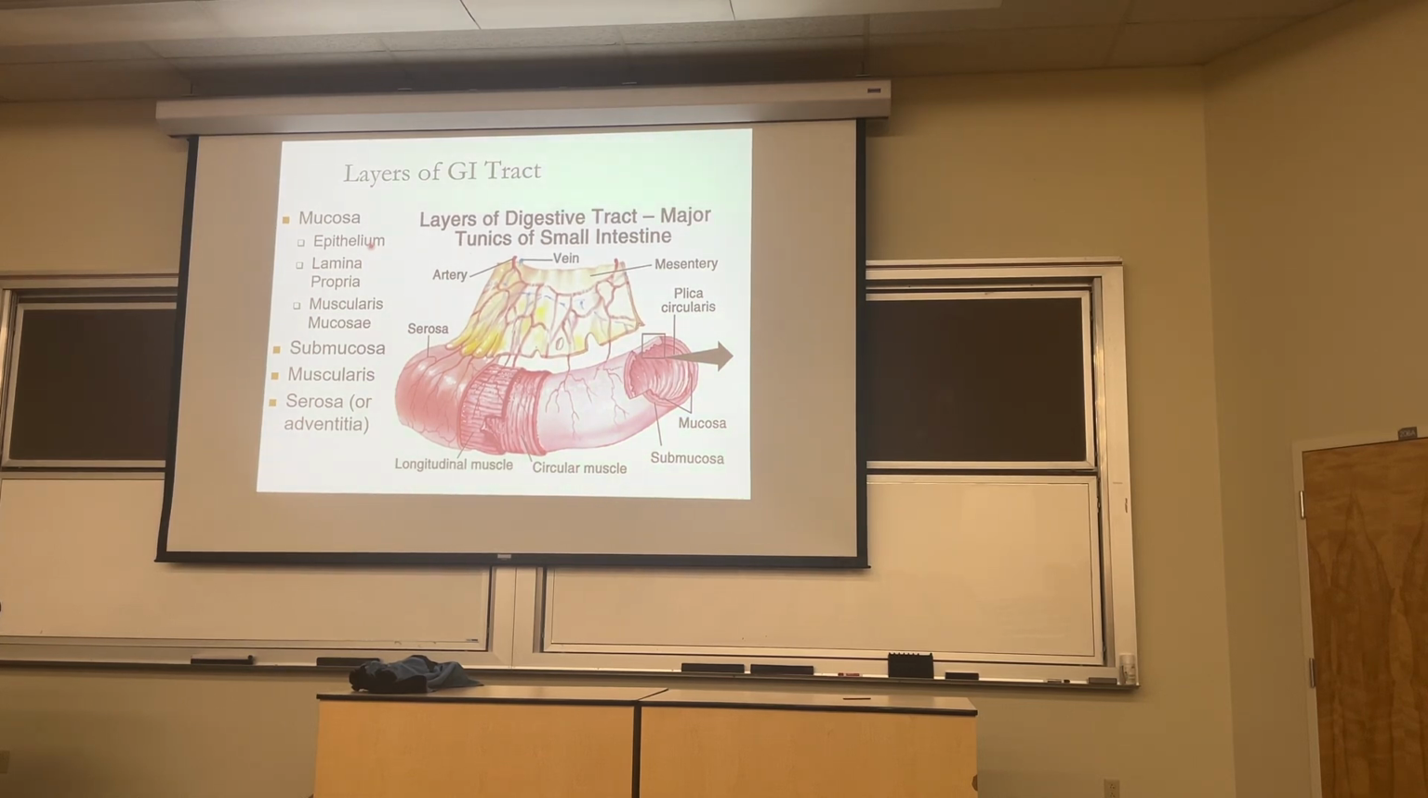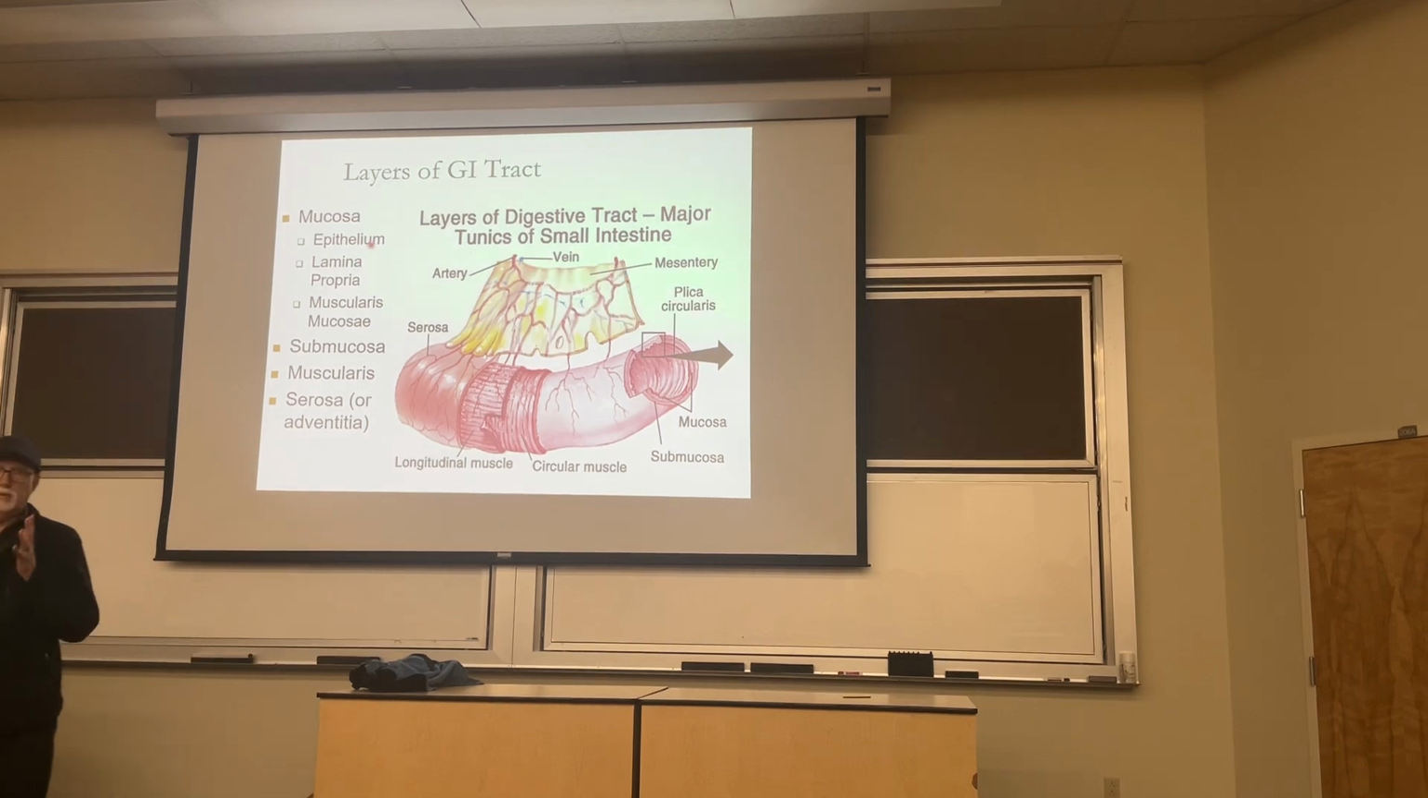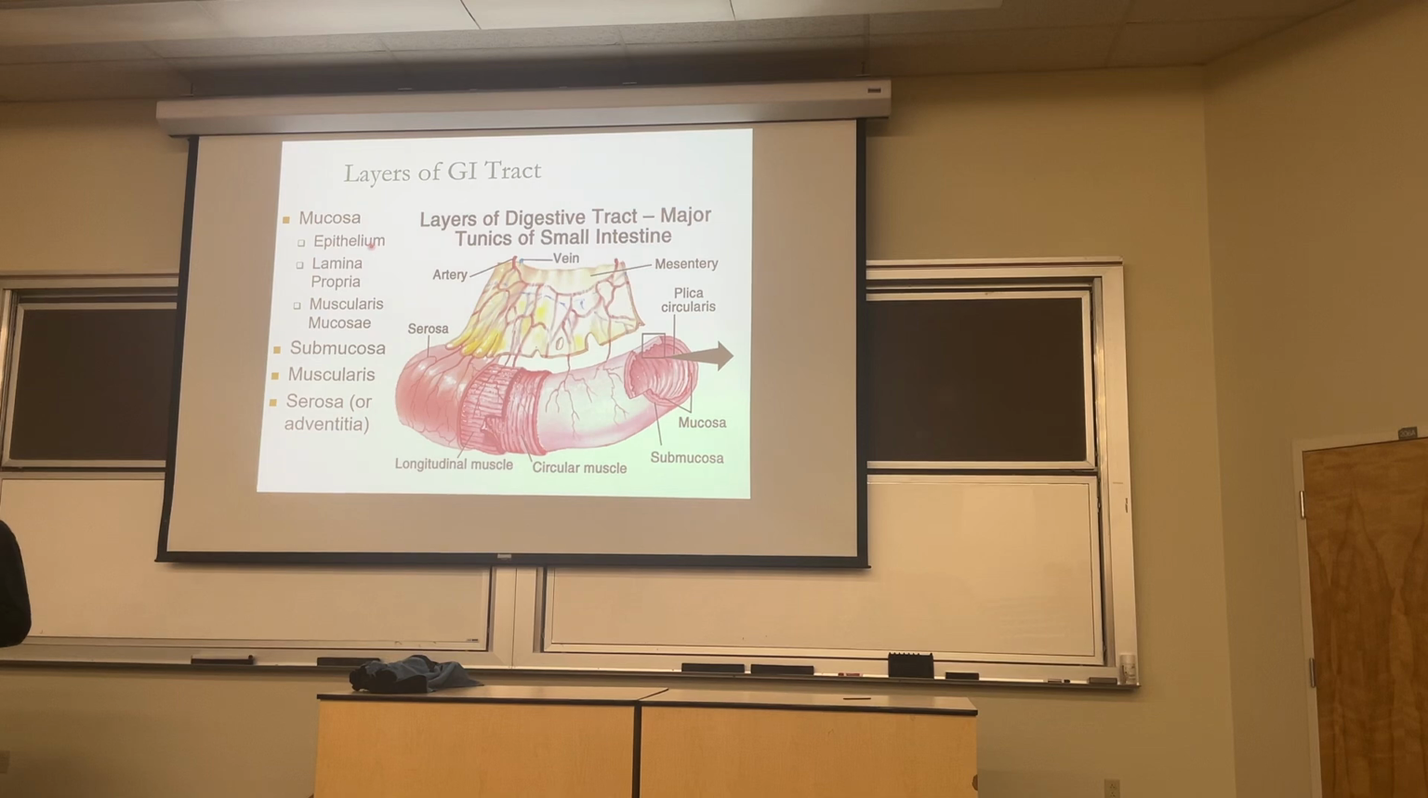Having said that, there are patches in the mouth, like the palatine roof of the mouth, that can be keratinized or parakeratinized, but it's stratified squamous. And there's part of the anus that goes to the exterior that becomes keratinized. But essentially it's stratified squamous in those areas where you've got a lot of wear and tear.